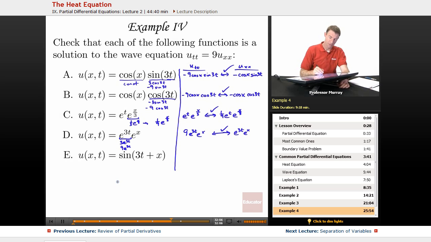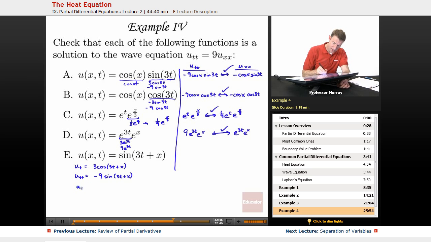Finally, in our last one, we have u of xt is equal to sine of 3t plus x. Let me calculate that one out a little more carefully. u sub t is equal to, the derivative of sine is cosine of 3t plus x times 3, the derivative of the inside, and then u sub tt is the derivative of cosine, which is negative sine of 3t plus x. Now we get another 3 popping out, so 3 times that first 3 would be 9.